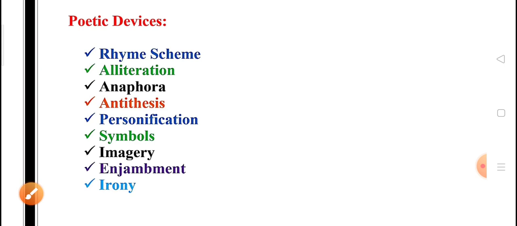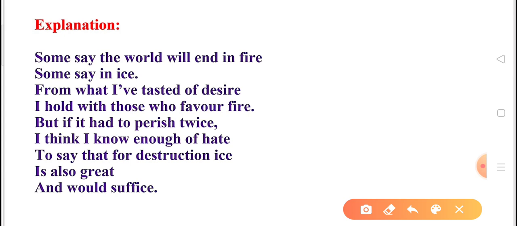Next we'll see alliteration. Let's see over here how many examples are there. In alliteration, we'll be counting the initial consonantal sounds of the words in one line. "Some say": the s sound is repeated over here. "The world will end in fire": world, will and end in fire, repetition of the w sound. "Some say" again, this we have already picked up.